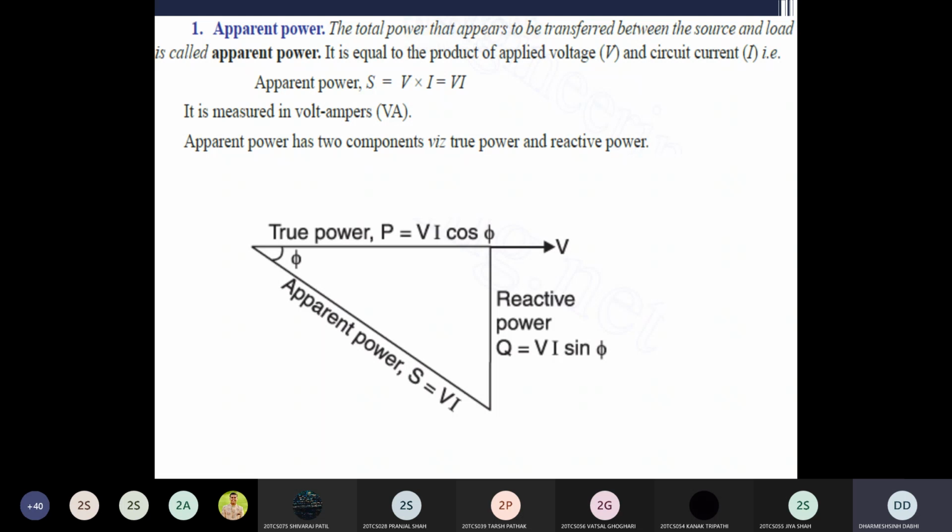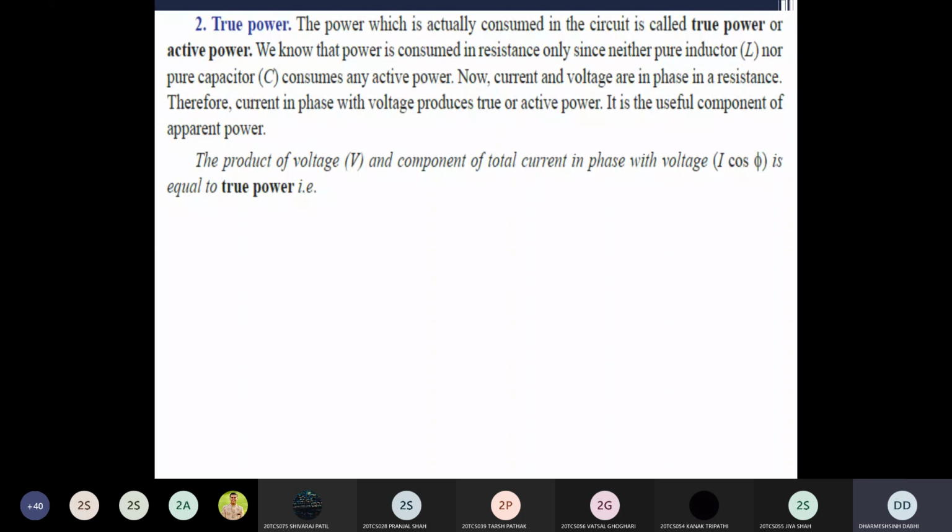Clear? So if I write the definition of active power, it is the power which is actually consumed in a circuit, that is called active power or true power. The power which is consumed in your circuit, actually consumed or actually useful for doing the work in your load, that power is called true power or active power. You can see the definition: power which is actually consumed in a circuit is called true power.